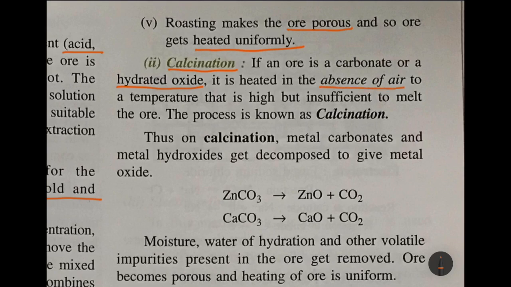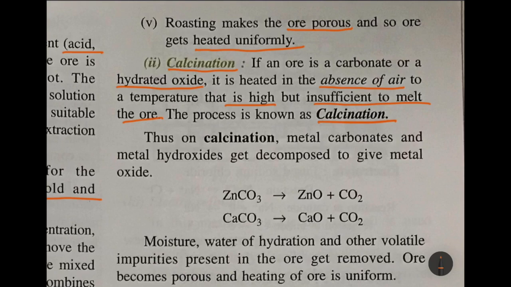So what is the difference between roasting and calcination? Roasting is in the presence of air, calcination is in the absence of air, to a high temperature but insufficient to melt the ore. The ore should not be melted. Okay, so this process is known as calcination.